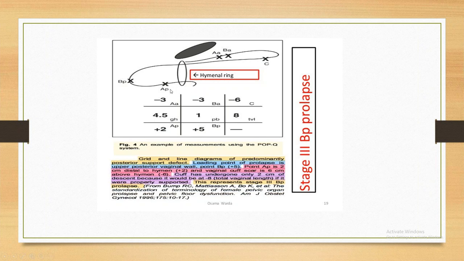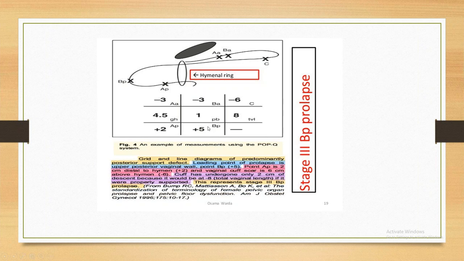Okay. So there is no anterior prolapse, there is no apical prolapse. Telling you exactly how to read the grid. Now you have to see this AP and BP point. AP point is at +2, BP point is at +5. So don't look at the picture. Just see the grid, because you are going to get only grid. They are not going to give you picture. So AP is +2, BP is +5.